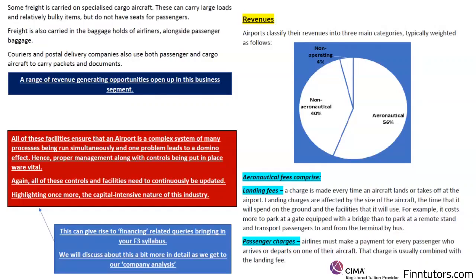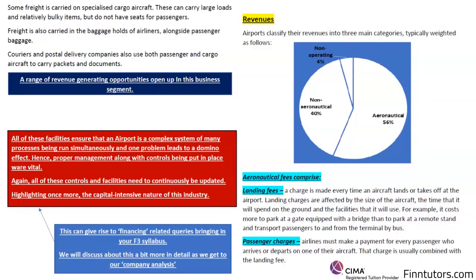So majorly you will see that the revenue an airport operator earns is aeronautical revenue. That's 56%. Non-aeronautical revenue is 40%, and non-operating revenue is a small 4%. So what is included in this aeronautical revenue that we earn?